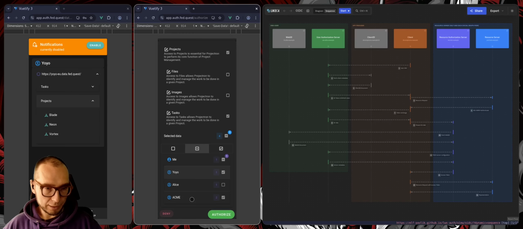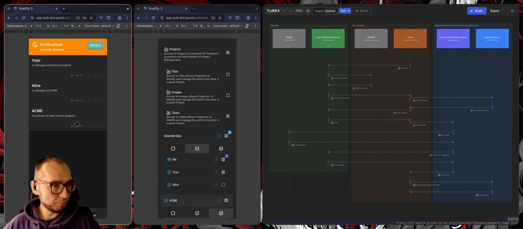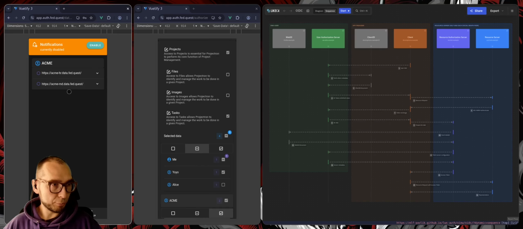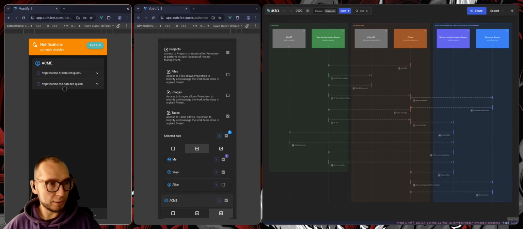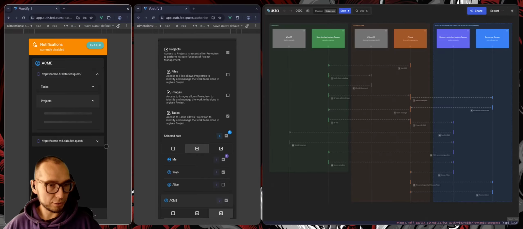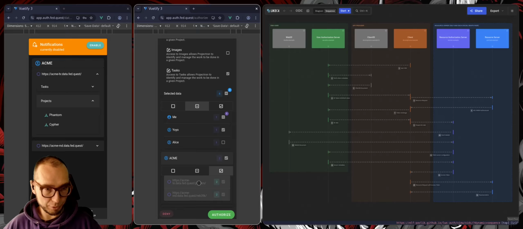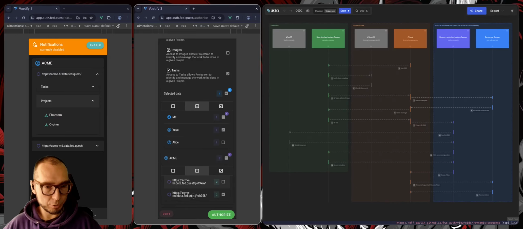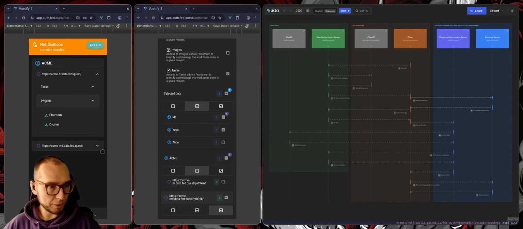So now we are left with Acme. And we can see that Acme shares data from two storages, from the HR and R&D. So there are some projects in HR storage, and we can see the equivalent here. But we will unselect the HR. We will not share anything from HR. We will only share everything from the R&D storage.